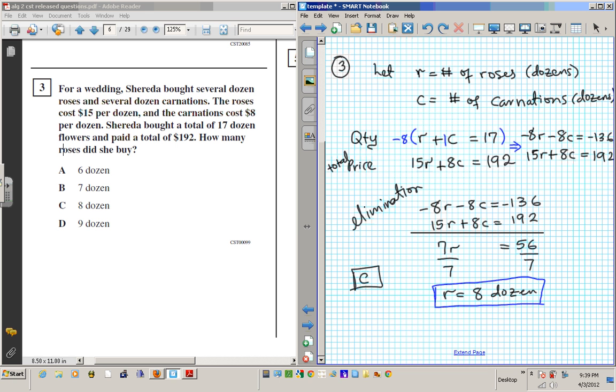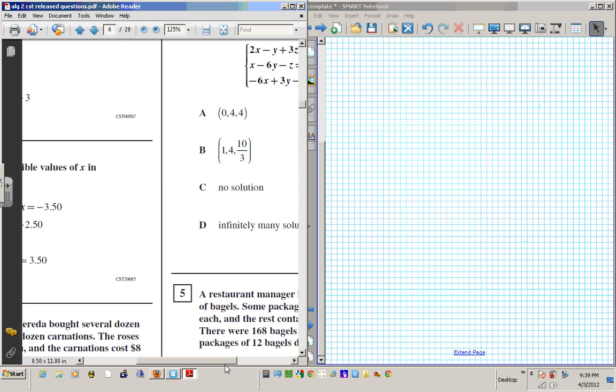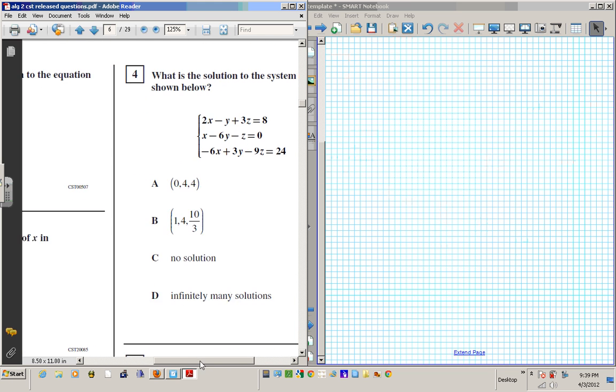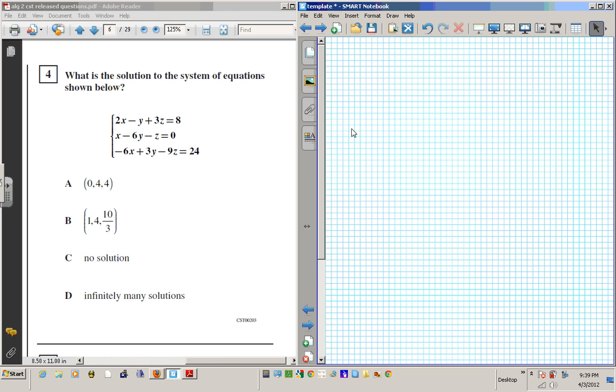Problem 4. Let's see, what does problem 4 say? It says, what is the solution to the system of equations? Now, we can solve this system by elimination, which is pretty cool. It's a very long process, but this is a CST, so we don't want to spend forever doing a problem if we do not have to, okay?